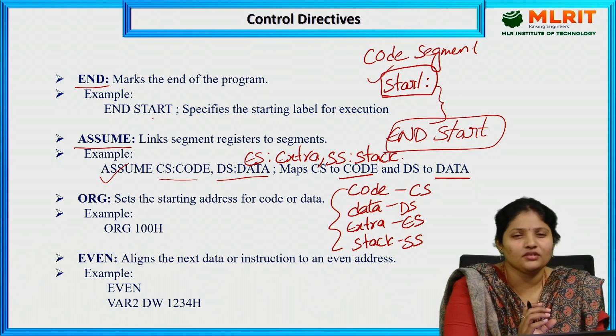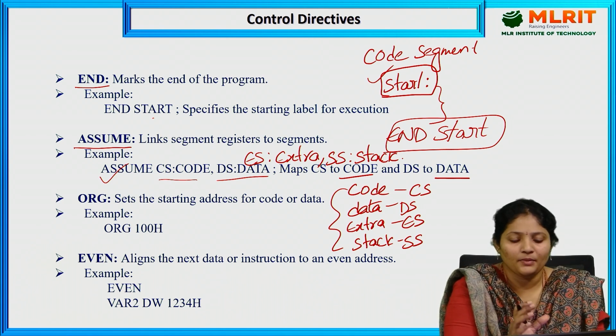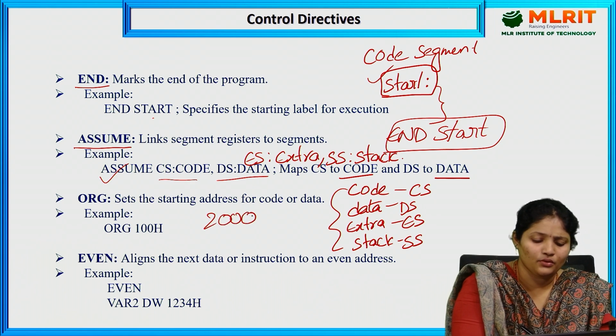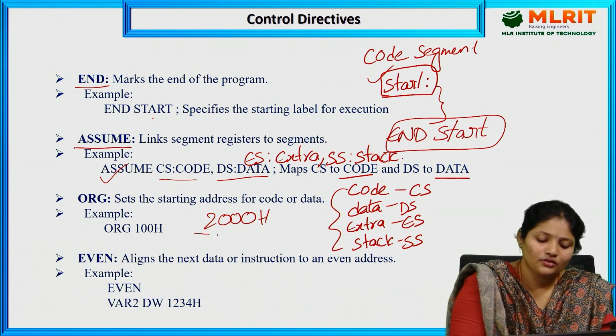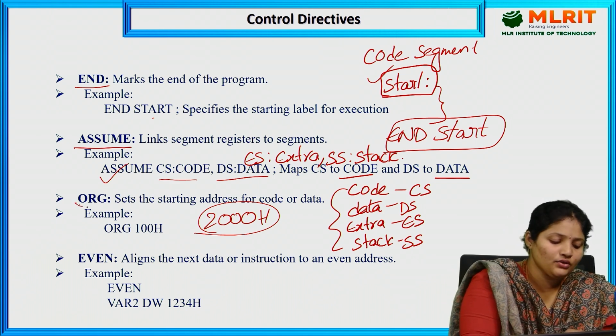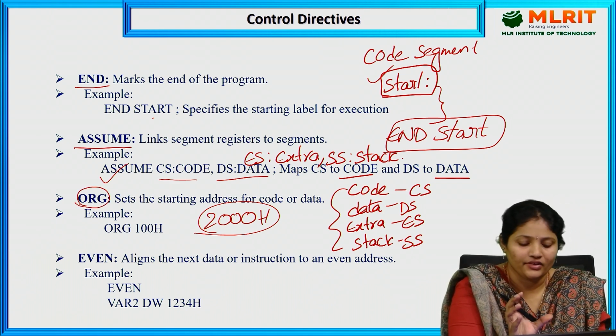So I want to start the writing of the program. I need to store my program at some particular location, like I want to start my program with 2000. So to start the program at that particular address location, we can use ORG, origin. It will start from that particular address location.